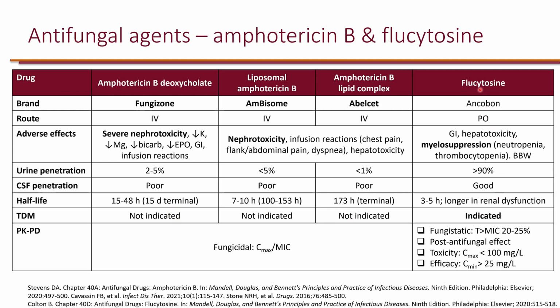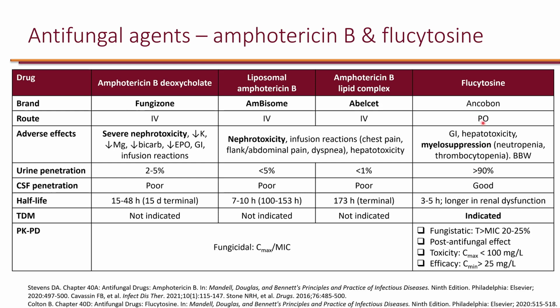And also, let's talk about flucytosine. So flucytosine is only available PO. It has a very short half-life, and it is dependent on renal function. So this is very highly concentrated into the urine. And so renal function is really important, because this drug can also have severe adverse effects, including myelosuppression, so neutropenia and thrombocytopenia.